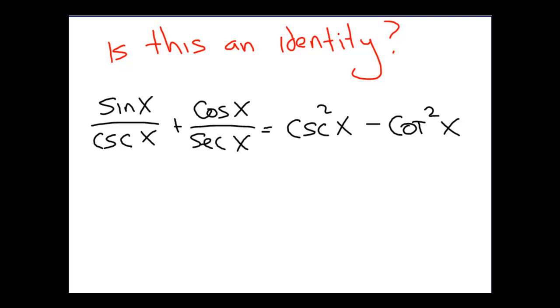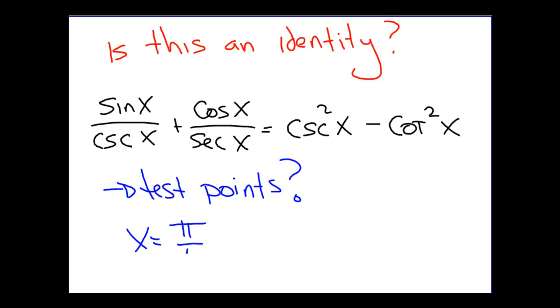Well, one way to go through and do this problem may be to test points. Is that a valid way of determining whether or not this object is an identity? Suppose we decide, for example, to test the point x equals pi over 4. So we have 45 degrees or pi over 4 radians. We're going to evaluate this trig function at this particular angle. Okay, so what does this look like then?